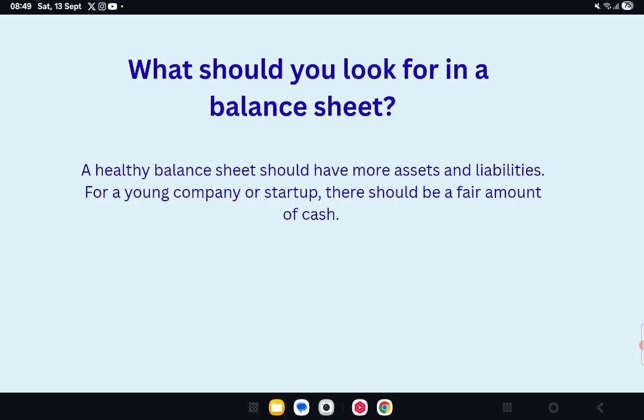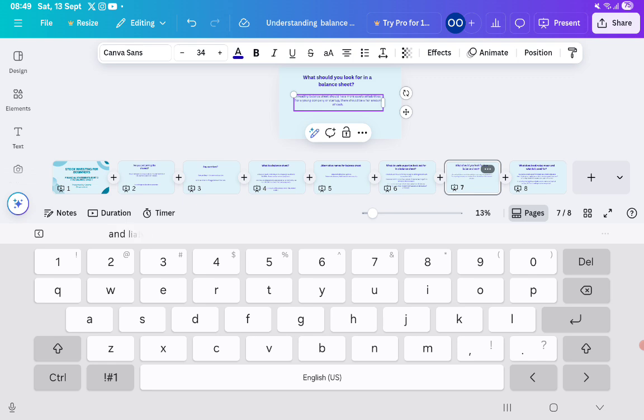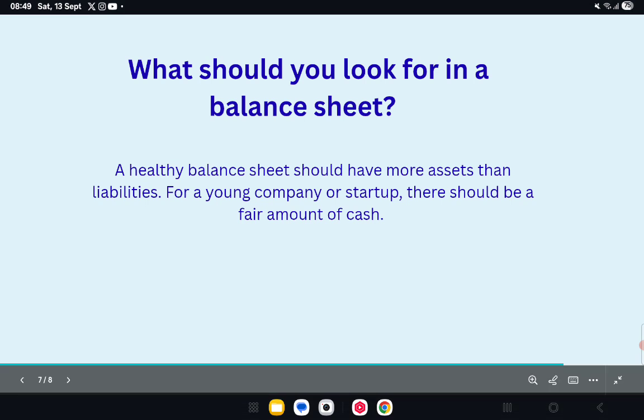Also importantly, a healthy company should have more assets than liabilities. While for a young startup, or this should actually read more assets, so I can change this. So you should have more assets than liabilities and all that.